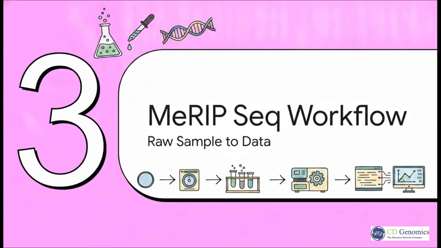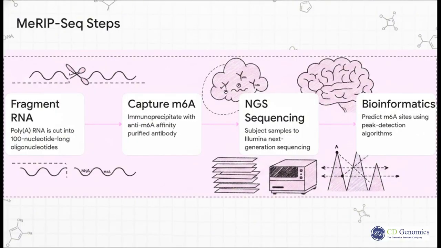Section 3. The MeRIP sequencing workflow, from raw sample to digital data. With that foundational concept in place, let's look at the actual laboratory mechanics. I promised you a step-by-step look at how this highly specialized sequencing is executed, going all the way from a raw biological sample to digital genomic data. Here's how the workflow unfolds. First up, poly-A-selected RNA is fragmented into tiny pieces, exactly 100 nucleotides long.